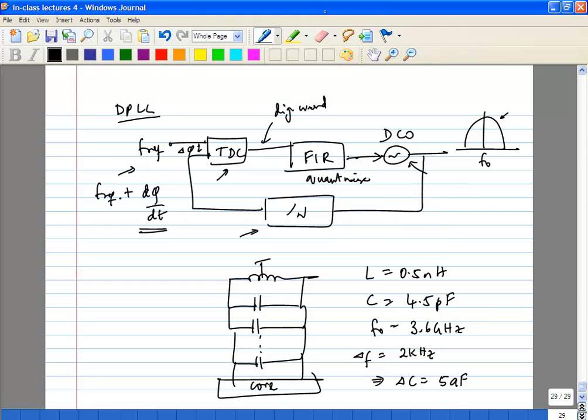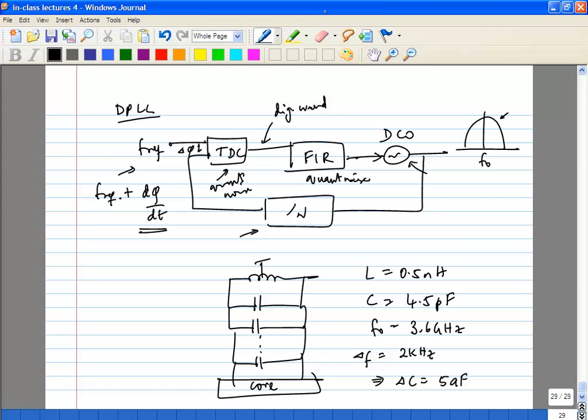So even the TDC will have quantization noise because the output is digital. Absolutely, right? So you'll have quantization noise. Of course, your DCO is still an analog circuit. The divider is still an analog circuit. So you'll have normal phase noise from those circuits.